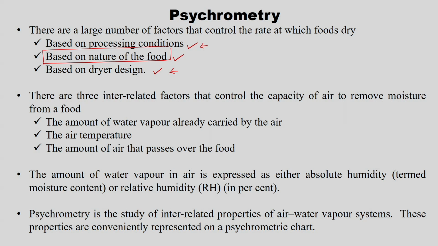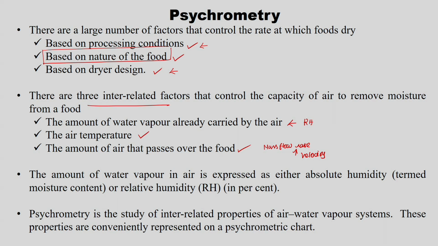There are 3 interrelated factors that control the capacity of air to remove moisture from a food. So, this is where I told. One is the amount of water vapor already carried by the air. This we can get to know from the relative humidity, and air temperature, and the amount of air that passes over the food. So, we can call it the mass flow rate, or if you fix the drying surface area, then it may be a velocity as well, right. So, the velocity and air temperature as well as the relative humidity.